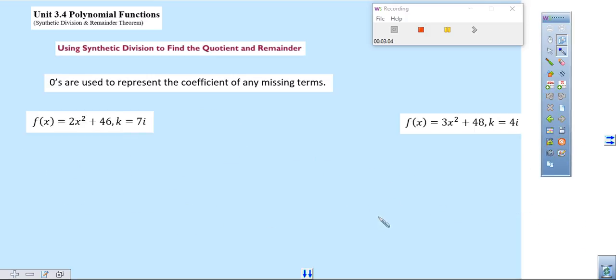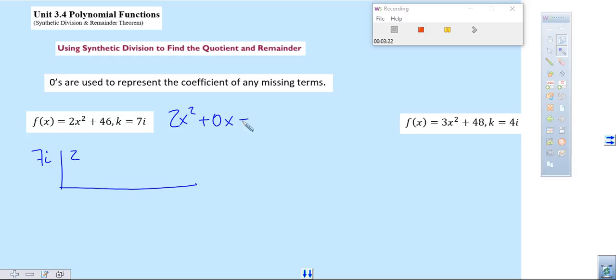All right, last piece here. What about if we did it with imaginary numbers? What if they gave us k and it was imaginary? How would we do that? Well, same deal. We take 7i and we set this thing up. Now pay attention: 2x squared, but we're missing our x. So we have to put a 0 to account for our x. So 2, 0, 46. All right? Go through what you know. Bring down the first term. That's 2. Multiply: 7i times 2 is 14i. Add. That's 14i. Multiply: 7 times 14, gotta look, sorry. 7 times 14 is 98.